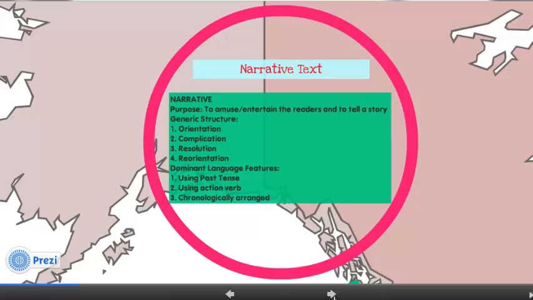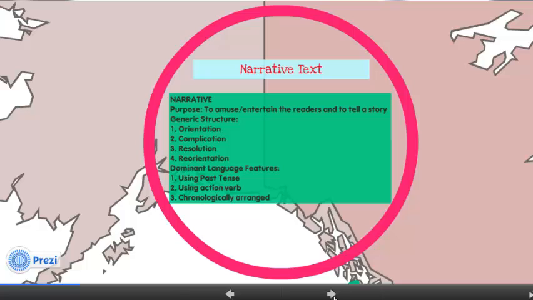The complication means the problems which appear in the story. And the resolution is the problem solving of all the problems. And the reorientation is the suggestion or the moral value that we can get from the story.